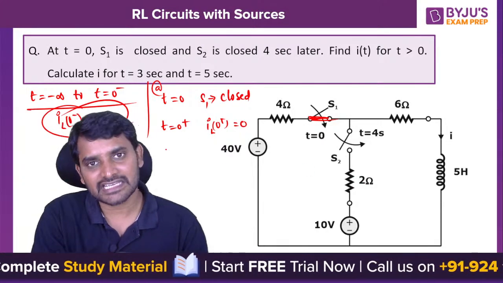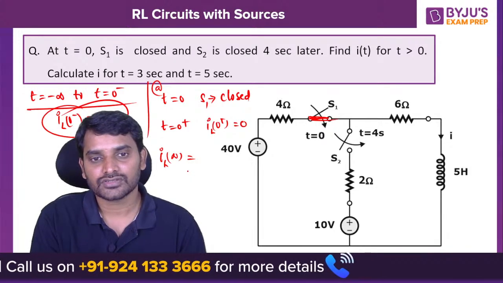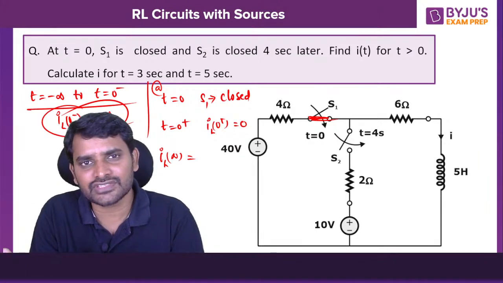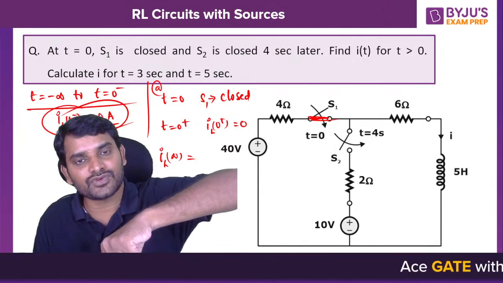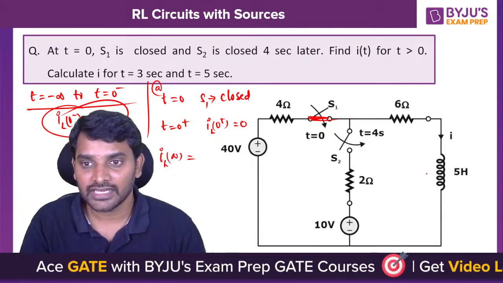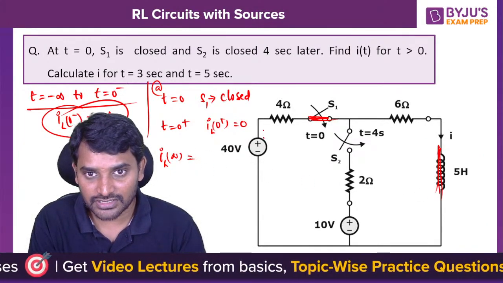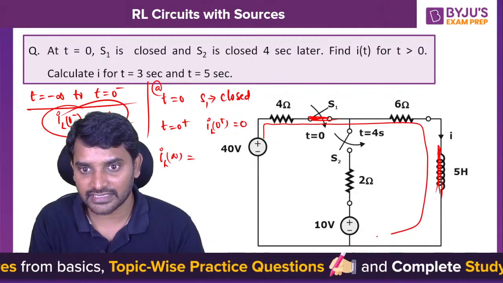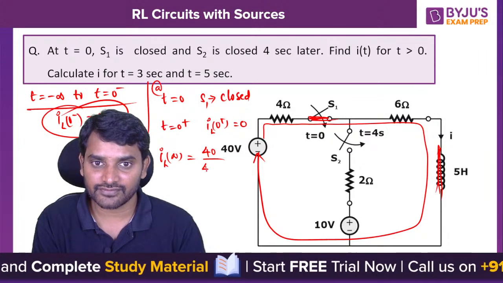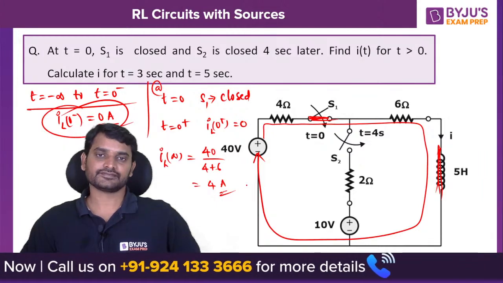Now let us assume the final value IL of infinity. We are connecting switch 1 at t equals 0 and we are allowing it for a long time. For a long time, the inductor will act like a short circuit. If the inductor acts like a short circuit, this 40 volts source can drive the current through the inductor like this. So how much is the current now? IL is equal to 40 divided by 4 plus 6. You will get 4 amperes. This is the final value of current.